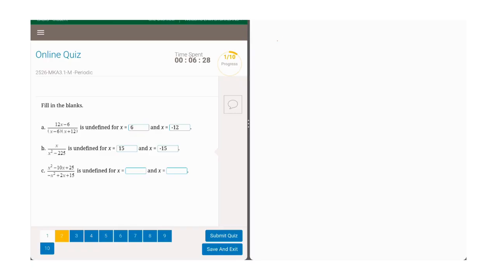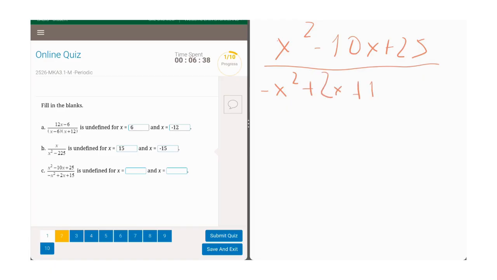For the last expression, we have x squared minus 10x plus 25 over negative x squared plus 2x plus 15. It needs to be undefined, so we only focus on the denominator again. To make it easier, we need to make this x squared positive. So we take the minus sign outside, and it'll be x squared minus 2x minus 15.